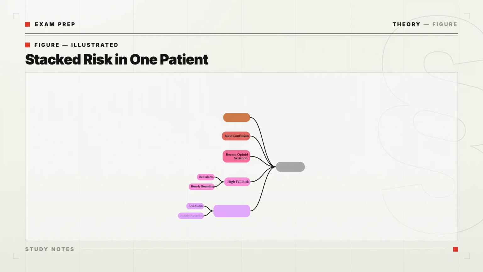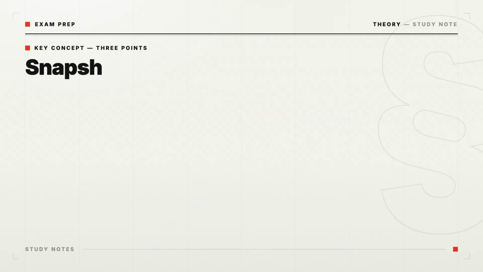What makes a patient highest risk is not one factor, but several stacking at once. An older patient who is newly confused and freshly sedated carries three major factors together, each multiplying the others, which earns a bed alarm, hourly rounding, and closer supervision.